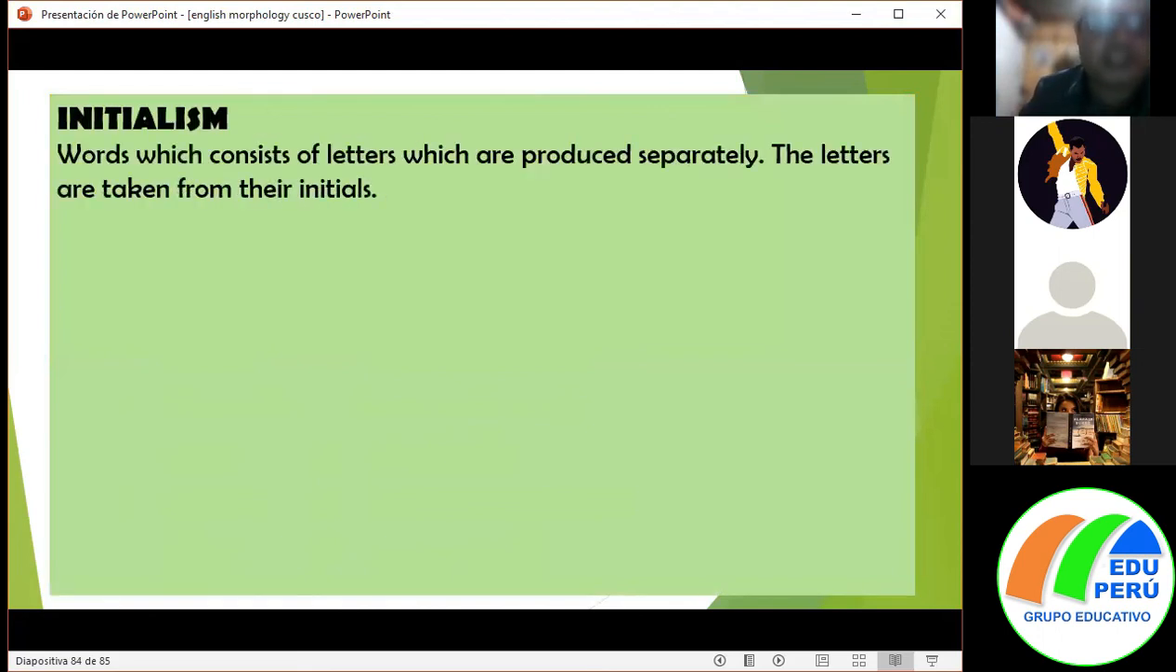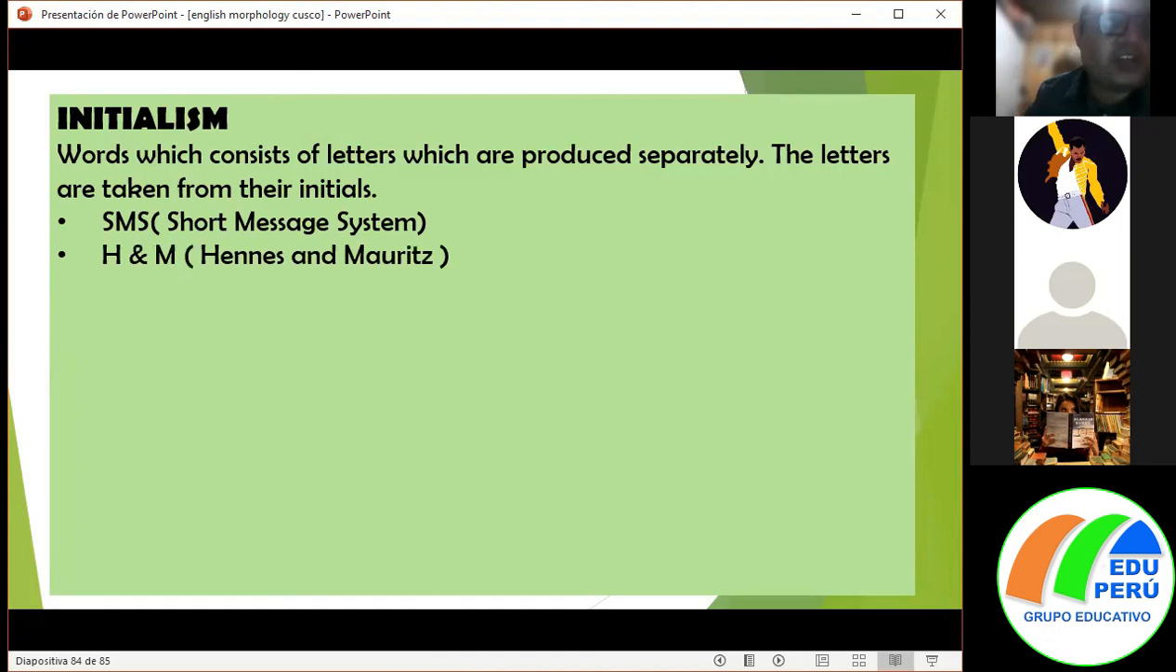Initialism. Initialisms are words which consist of letters which are produced separately. The letters are taken from their initials. SMS, short message system, H&M, Hennes & Mauritz, or this famous shampoo, no? H&S, Head and Shoulders. When we go to the store, we say, please give me an H&S, no? Now this is initialism, Head and Shoulders.